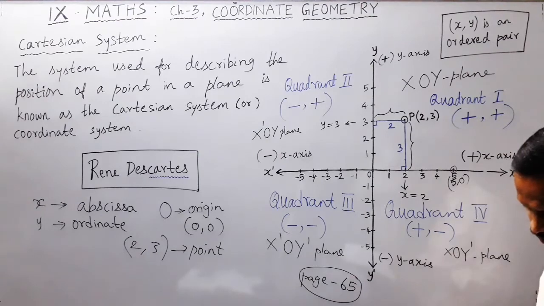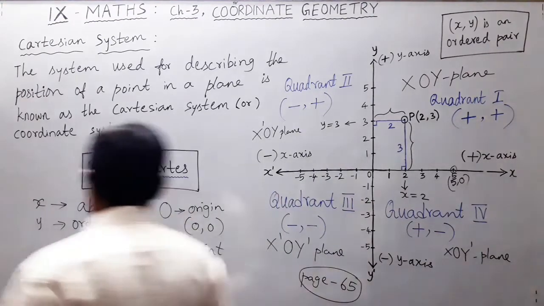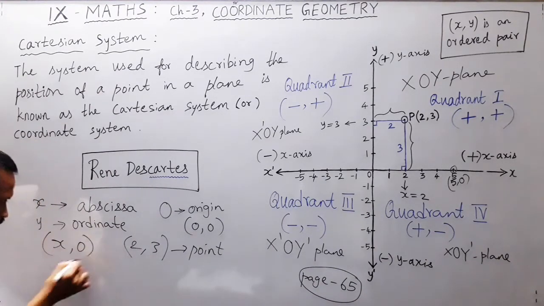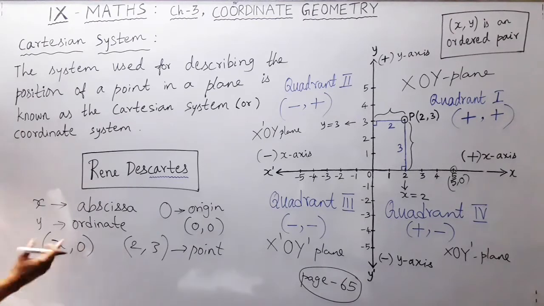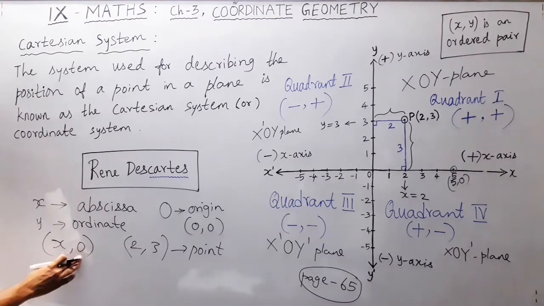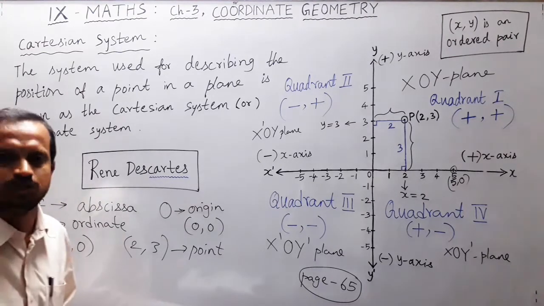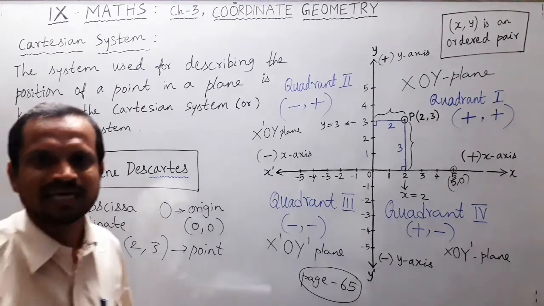Now generally we can write this as (x, 0). So (x, 0) means what? We can say (x, 0) means this point lies on the x-axis. So x means any value from the x-axis, but y is always 0. On the x-axis, the y coordinate is always 0. So that is why in general they give it as (x, 0). x may be any number, but y is always 0, if the point is on the x-axis.